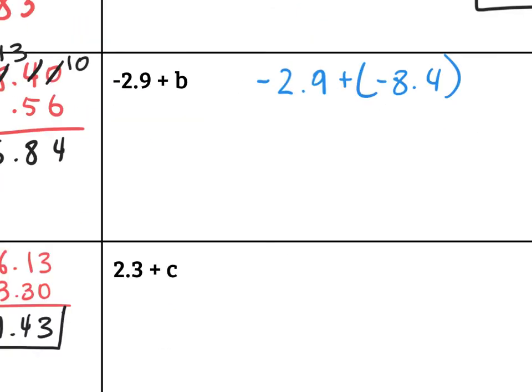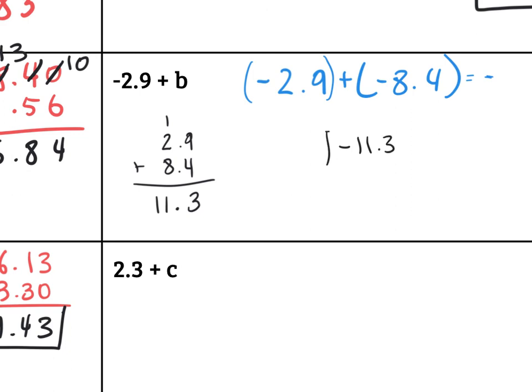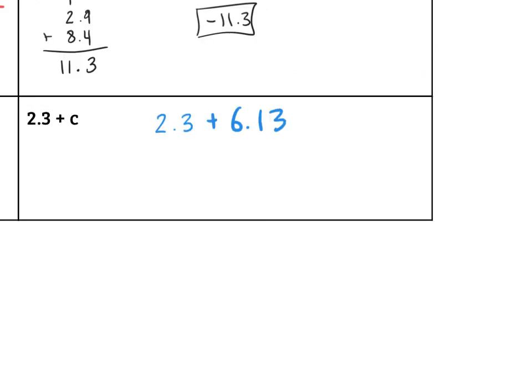Okay, so this next one, I'm adding two negatives, so I know my answer is going to be a bigger negative. So I'm just going to ignore those signs and add my two numbers here. And I know my answer must be a negative. Now this one is just a positive and a positive. What did you get when you added these together? You should have gotten 8.43 here.